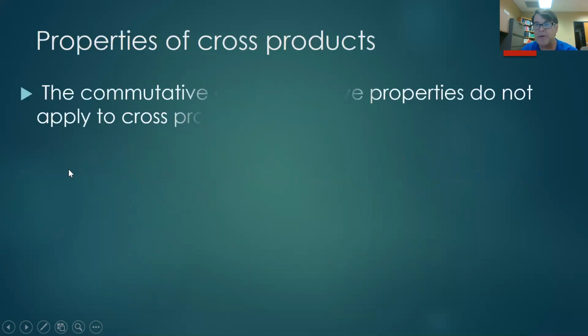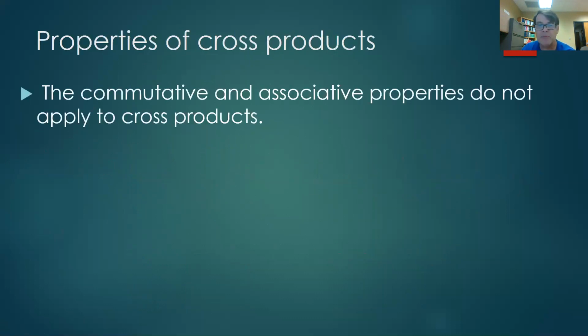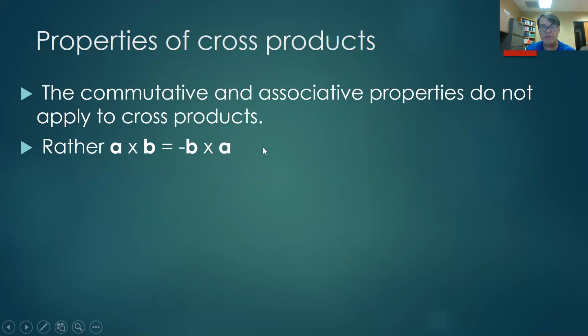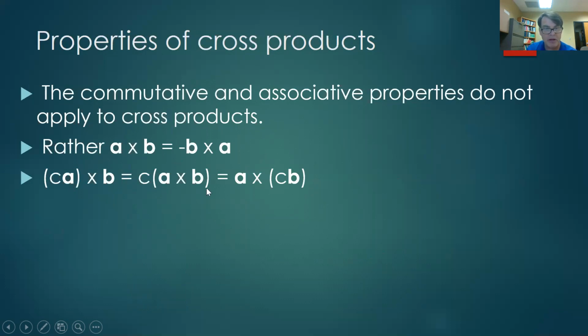Okay, what are some of the properties of cross products? Well, like I've said, as you can see earlier in the video, the commutative property doesn't apply. In fact, rather, A cross B equals minus B cross A. Commutative would say there would be no minus there if the commutative worked. The associative property does not directly apply. Or here, the distributive property doesn't completely apply.